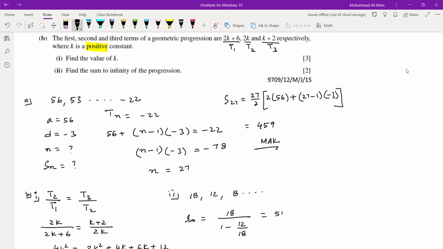54 is the final result. Sum up to infinity of the question.